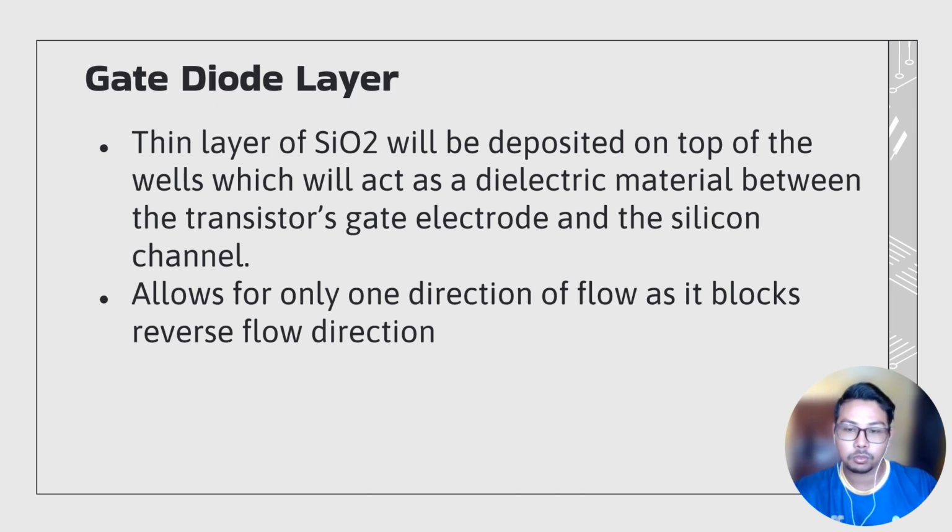Next is the gate oxide layer, which is a very thin layer of silicon dioxide deposited on top of the wells that we have formed previously. It acts as a dielectric material between the transistor's gate electrode and the silicon channel. Since it acts like a diode, it will only allow one direction of flow as it blocks the reverse flow direction.